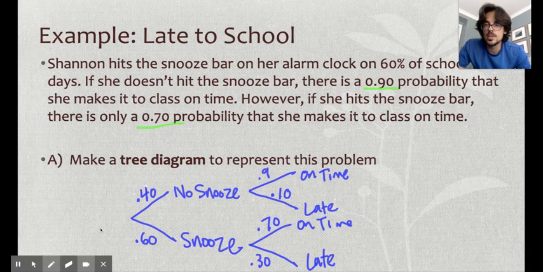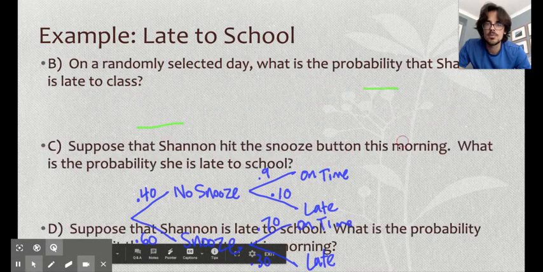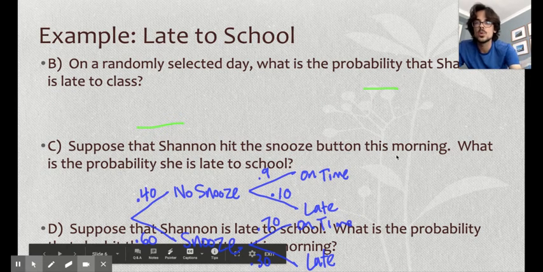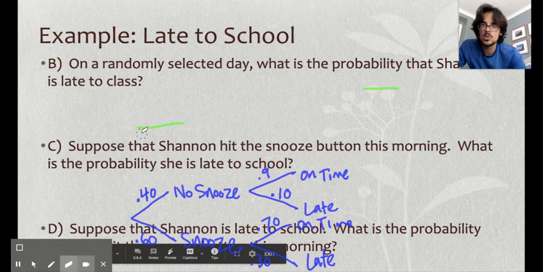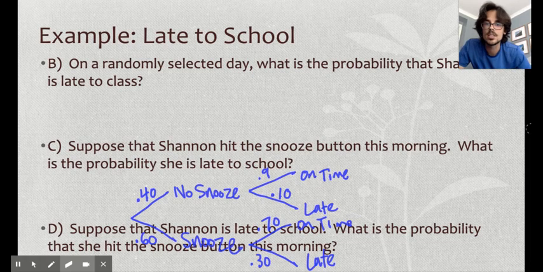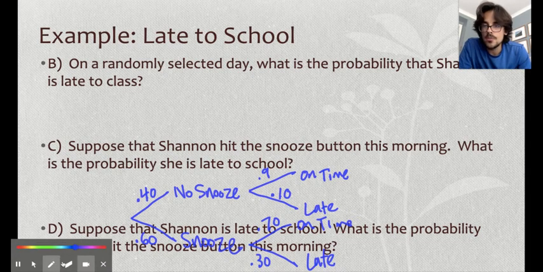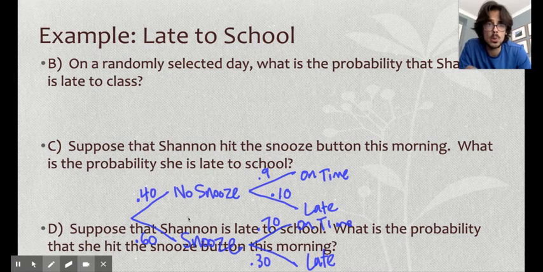So they just asked us to make a tree diagram for part A, and that's good. I got that taken care of. On the next page, they ask us for a few calculations. So the first one says, on a random day, what is the probability that she is late to class? So if you look at your tree, there are two paths that Shannon could take that would result in her being late. It could be where she does not hit snooze and she's late. So it could be this path right here. That would result in her being late to school. Or she could hit snooze and she could be late. So it could be this path right here.